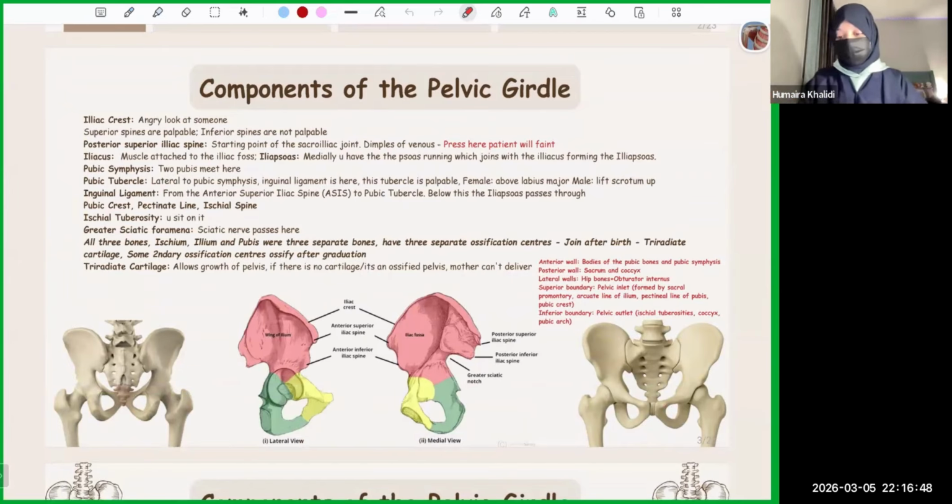He said that. So in Dr. Faisal Ikram's slide in your lecture, he mentioned that if you keep your arms on your waist when you're angry and you stare at someone, the area where you're keeping your hands is basically the iliac crest. When you can palpate it, it's the superior spines, and when you can't palpate it, it's the inferior spines. Now, what do I mean by this?